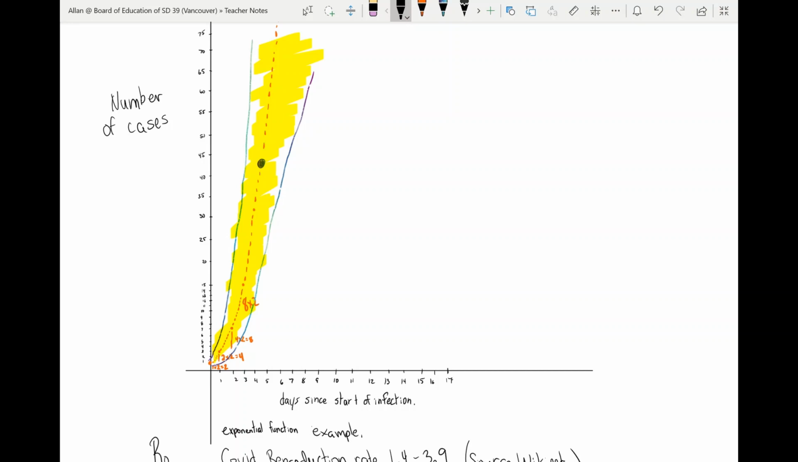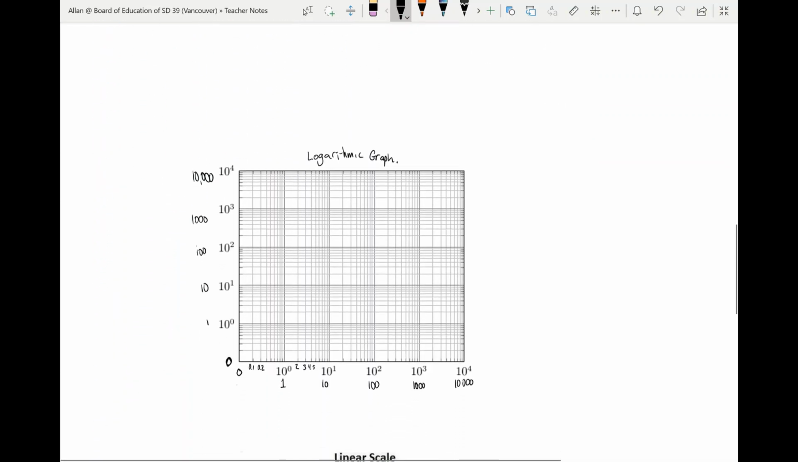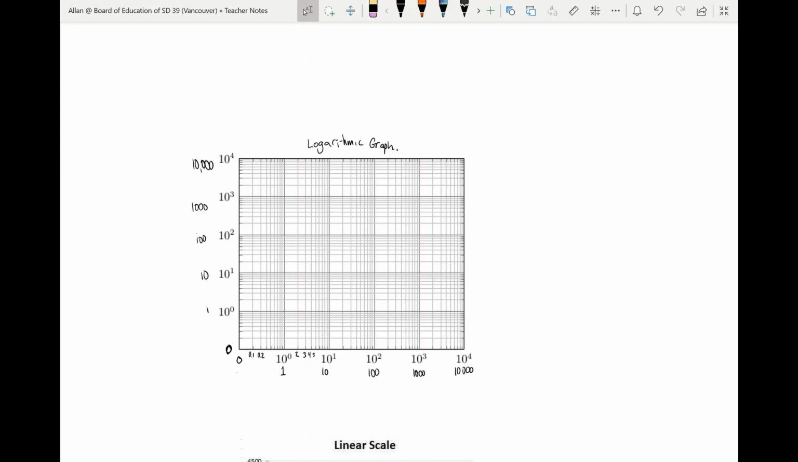So one of the things we have to help us are things called logarithmic graphs. So right down here is an example of a logarithmic graph. Now, right away, you're going to notice a few things about a logarithmic graph that look very, very different.